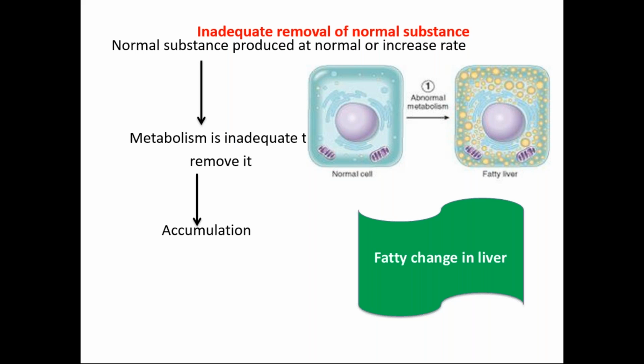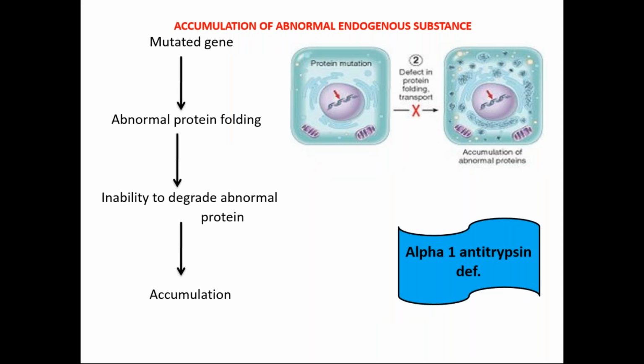There are four mechanisms of intracellular accumulation. The first one is inadequate removal of normal substance. A normal substance, produced in normal or increased amount, must be removed from the cell. But when the metabolism is inadequate to remove it from the cell, accumulation occurs, like in fatty change in the liver. Then accumulation of abnormal endogenous substance, when there is a mutated gene, abnormal folding of the protein occurs.